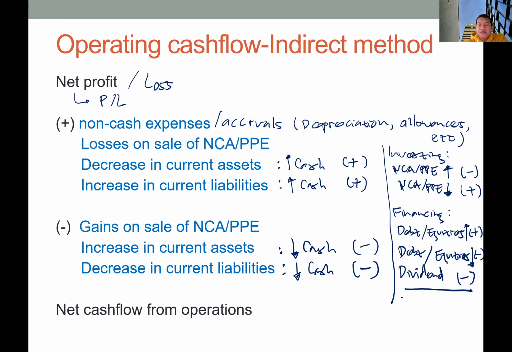And lastly, we'll have the net cash flow from operation, investing and financing. This is pretty much the basic theory. Any comment or questions before we move to the homework? No? Let me turn on the light first.